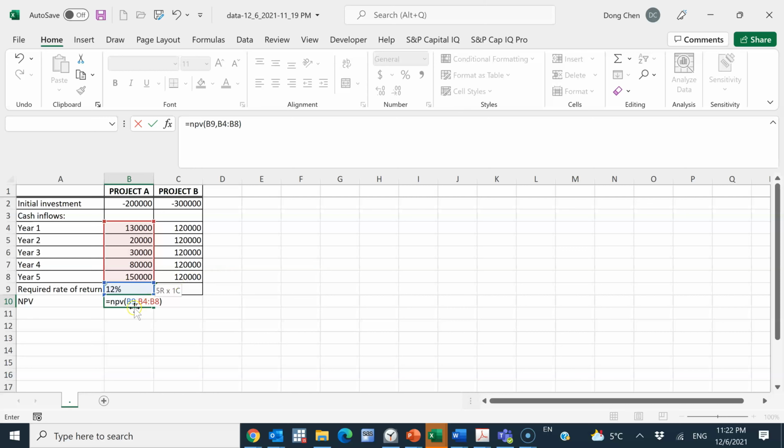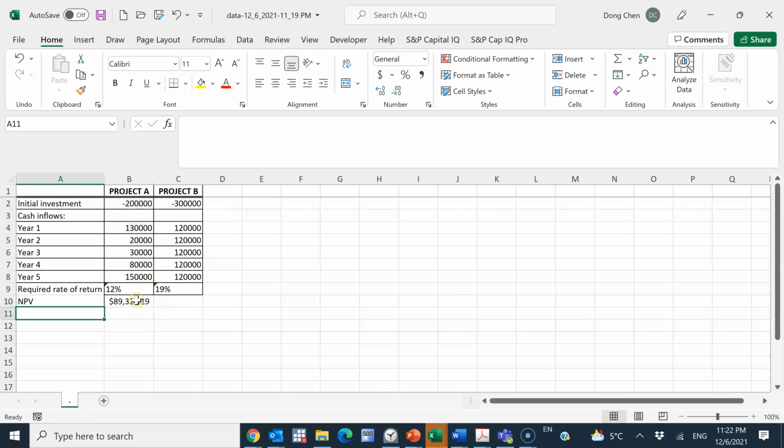But remember, so far this is just the present value of all future cash flows. So after that, we still have to add the initial investment. The reason I add instead of subtracting is because the initial investment is already a negative amount. So that will be my NPV for project A.